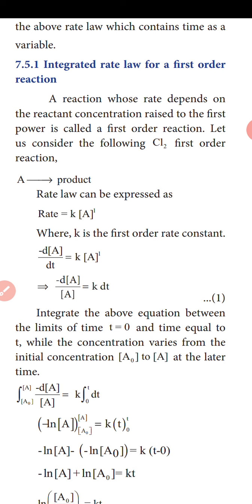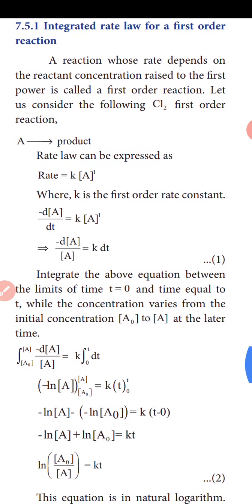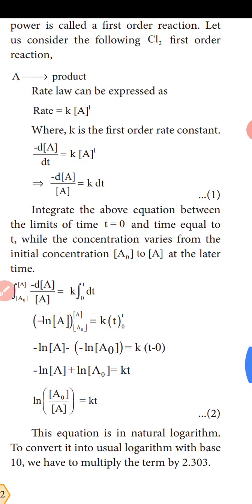So the rate constant of the first order, integrating from 0 to t. So ln of A, from the initial state to the final state, is equal to k t, from 0 to t. So minus ln of A minus ln of A naught is equal to kt. So minus ln of A plus ln of A naught is equal to kt. So ln of A naught by A is equal to kt.